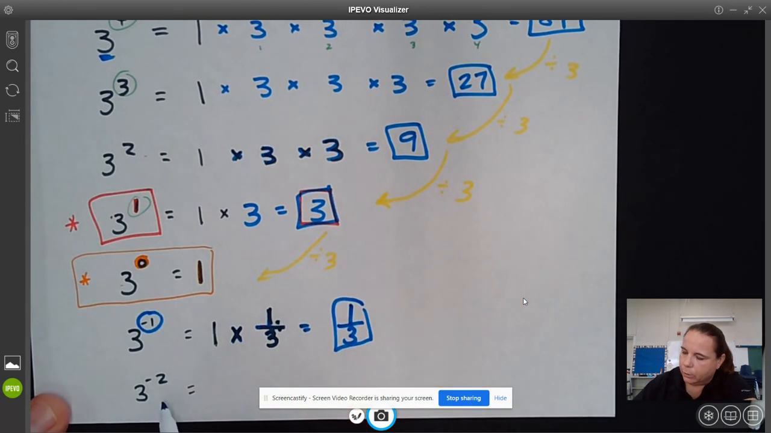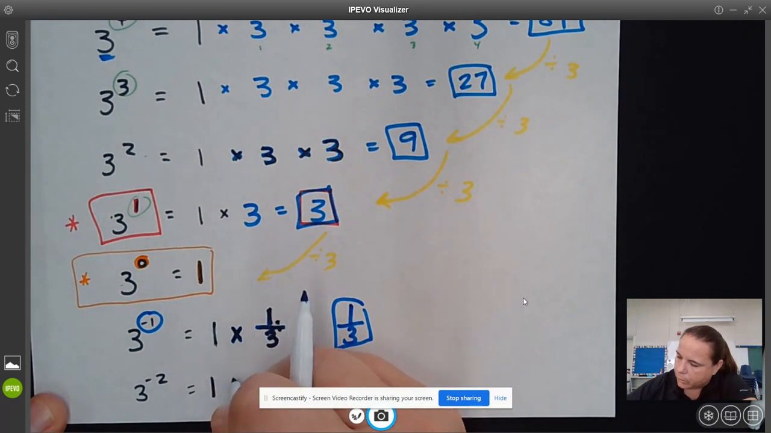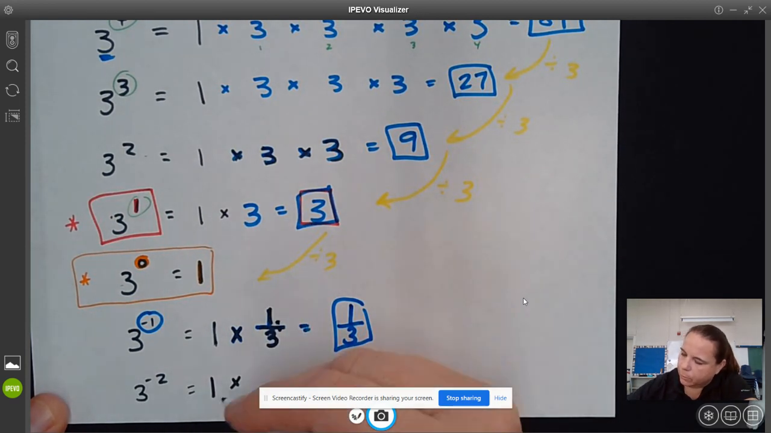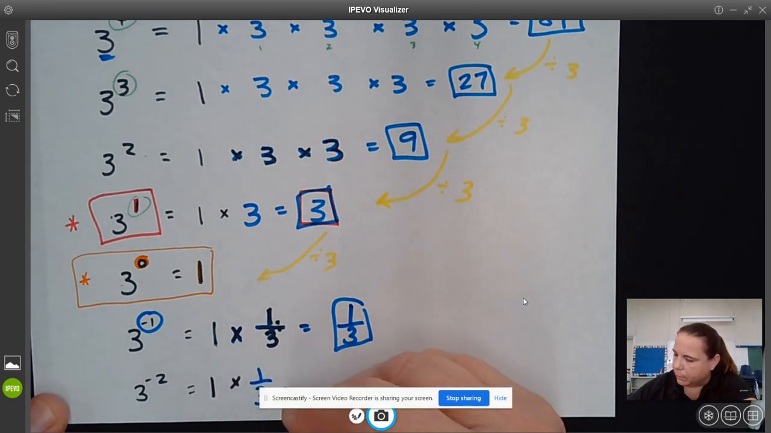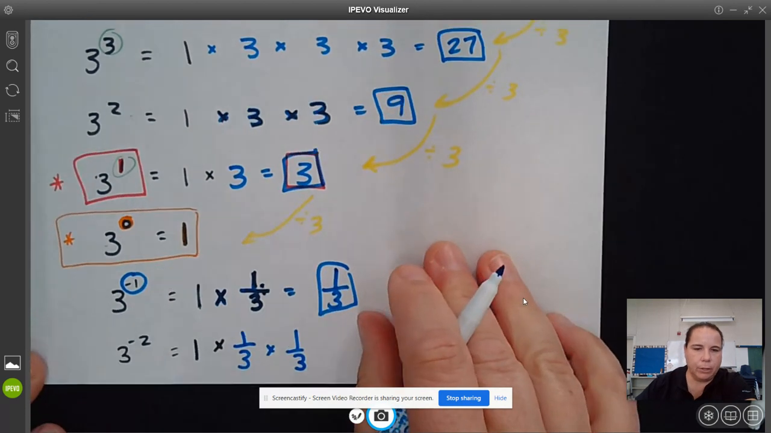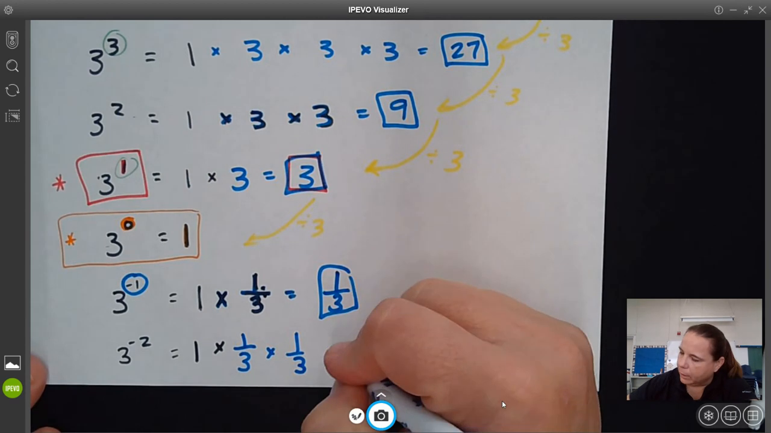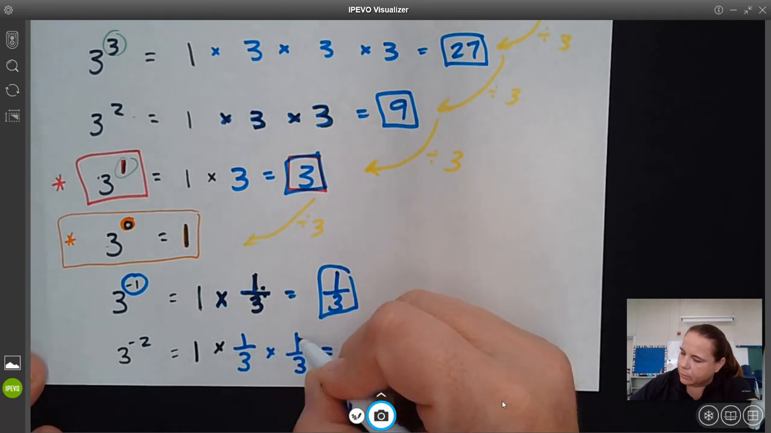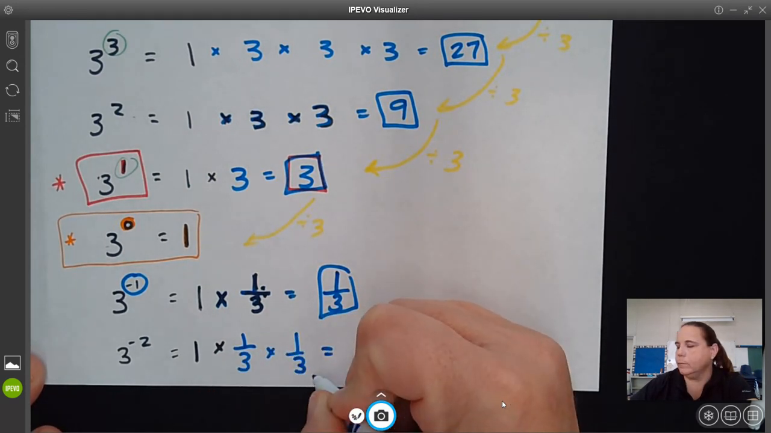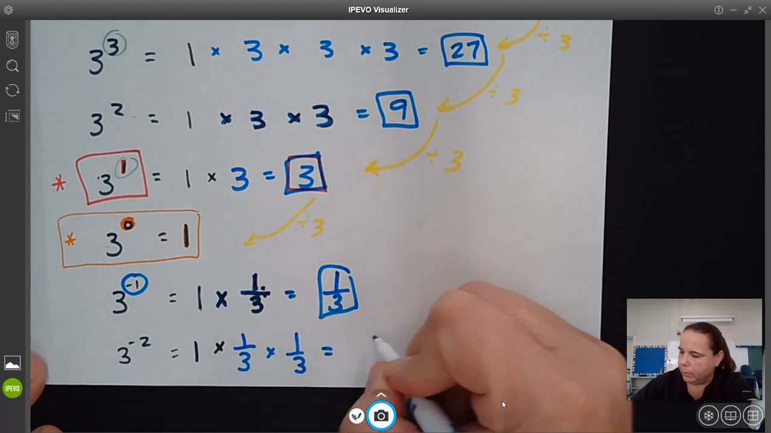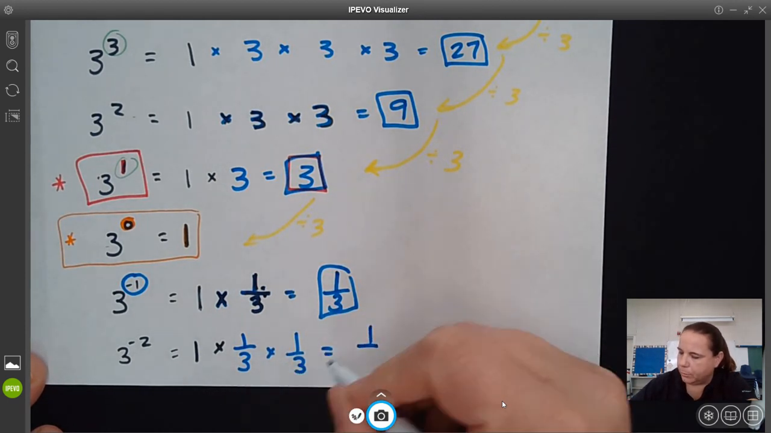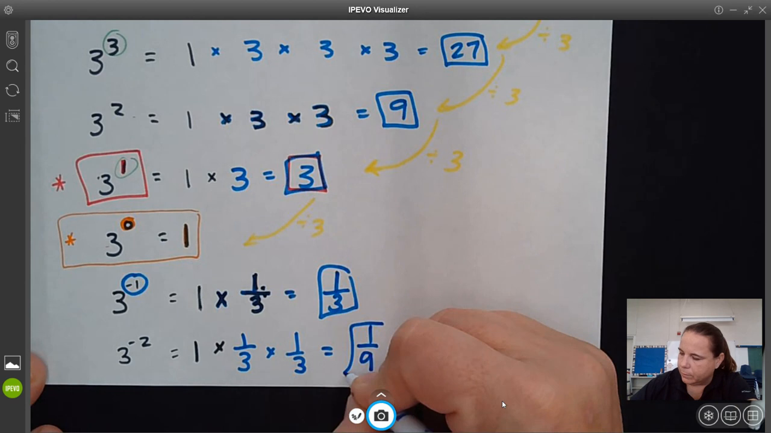And if we look at this negative 2, we're going to start off with 1 times, and then we're going to divide by 3 two times. Divide by 3, divide by 3. When you are multiplying by 1/3, that is a way of dividing by 3. And now you can see this is 1 times 1 over 3 times 3, which is 9.